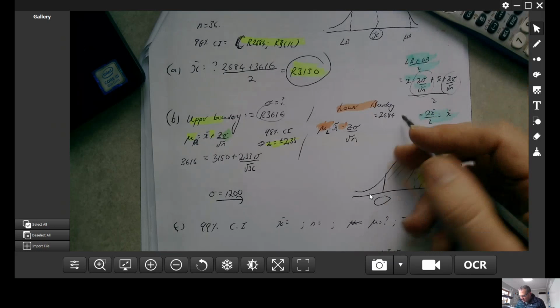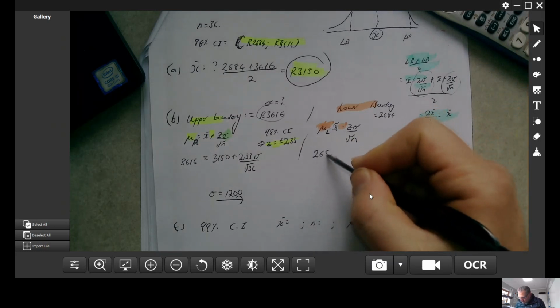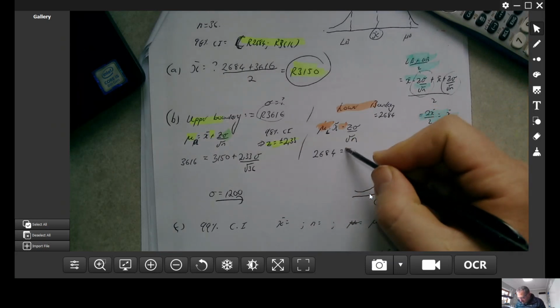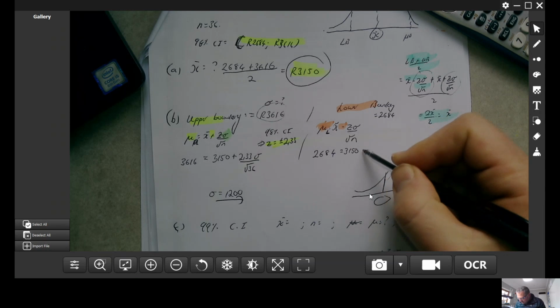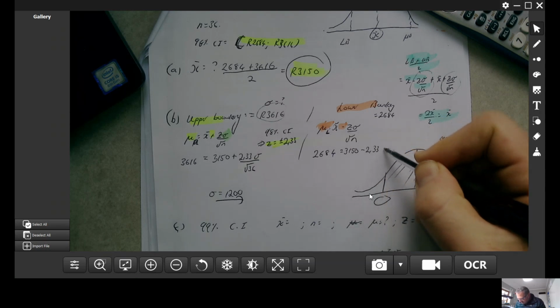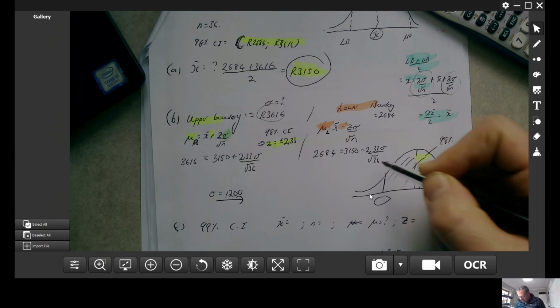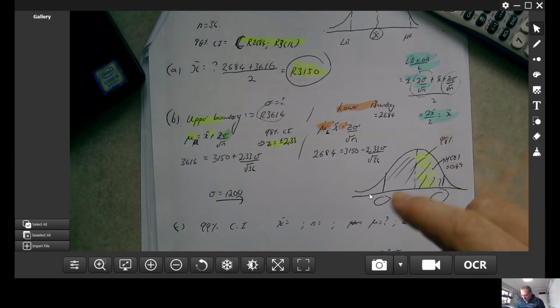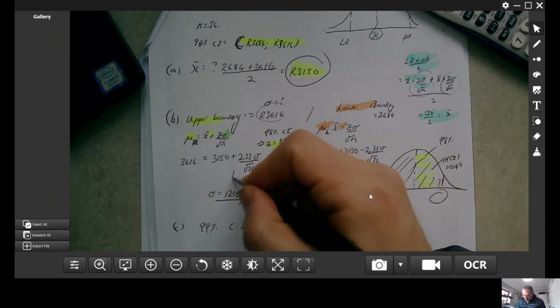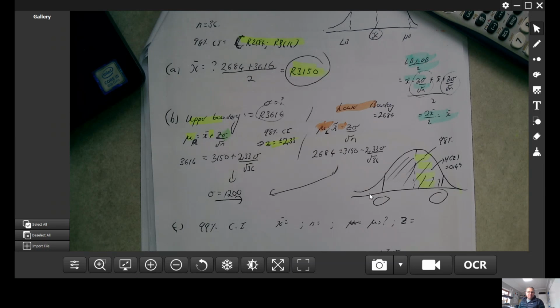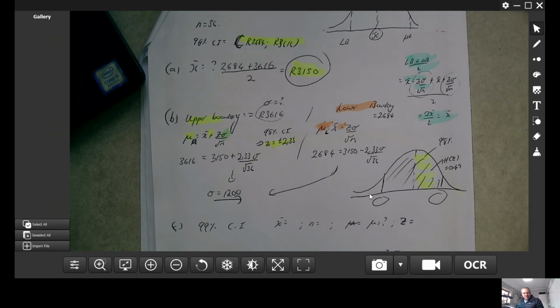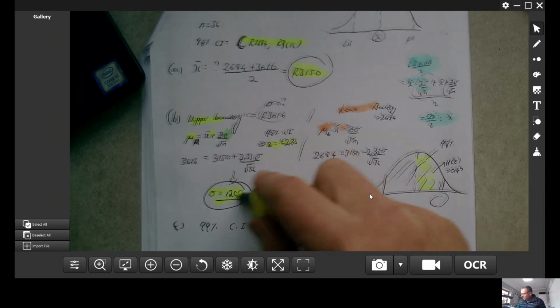If you use the lower boundary, you get the same thing. So here you go 2684, the lower boundary, is equal to the mean, which is 3150, but now you have a minus sign, 2.33 sigma over root 36. If you want to check, you can go check that out, but you'll get the same answer. Sigma is equal to 1,200. So when you're finding sigma or n, either use the upper boundary or the lower boundary. You don't have to use both. Right, so that's B. Sigma now we know is 1,200.